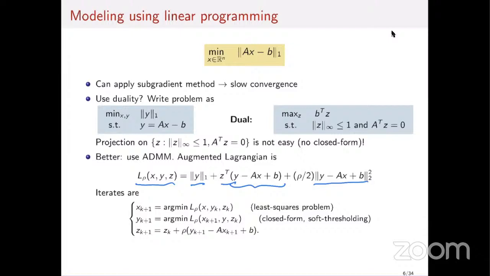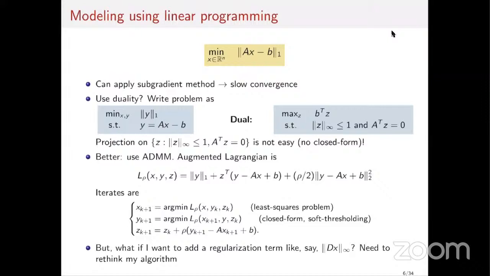But now, we've gone through this process of trying to find an algorithm for this problem. What if I go back to the motivation? I solved this and I'm not very happy with the solution, so maybe I actually need to add some kind of regularization term, like an infinity norm of D times x, where D is some operator, maybe a finite difference operator or whatever. Then I have to go through the process of rethinking my algorithm completely.